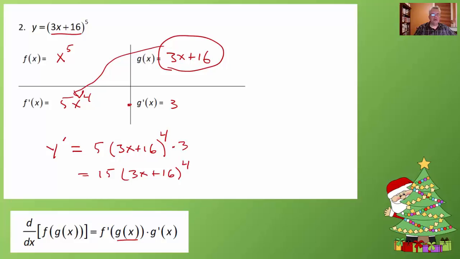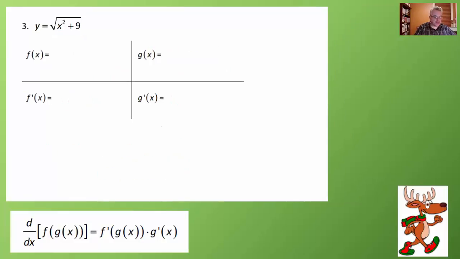Okay. Third example, this one has a square root function. So again, the inner function is x squared plus 9. And the outer function is the square root function. So we're substituting x squared plus 9 into x to get this. All right, f prime. Well, I'm going to work that out over here.